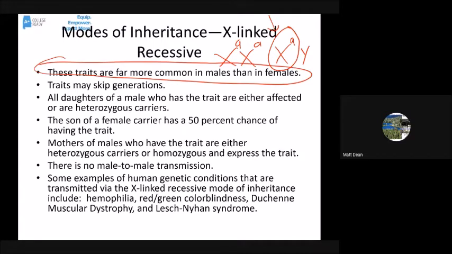A male only has to inherit that recessive allele from one parent, whereas a female has to inherit that same recessive allele from both parents. Since these traits are recessive, they often skip generations.